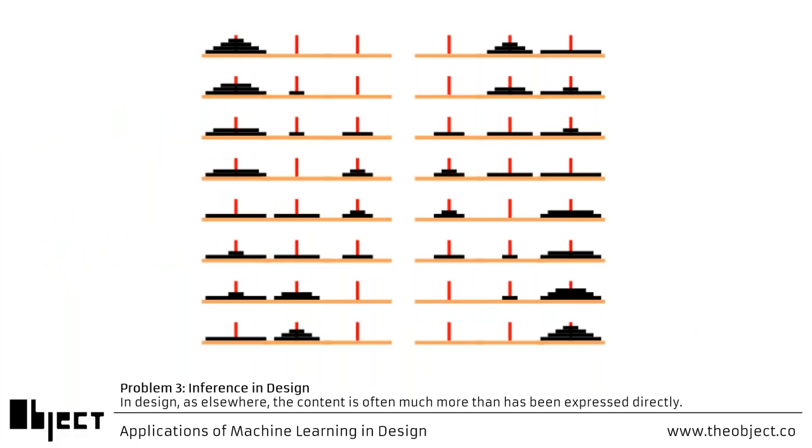And that leads to the third problem. Once we have the models, once we have the data encoded, how do we manipulate the knowledge? Right, so that's inference in design, that's the third problem. And this is an example of the Tower of Hanoi, which I use every time I describe this problem.